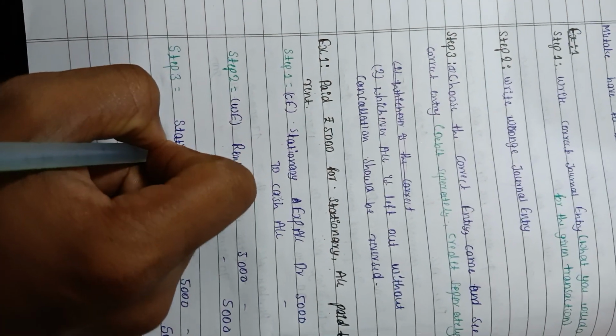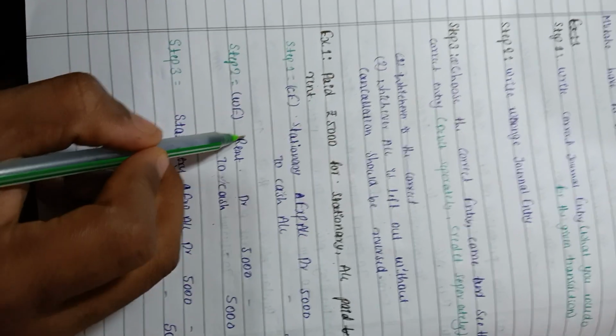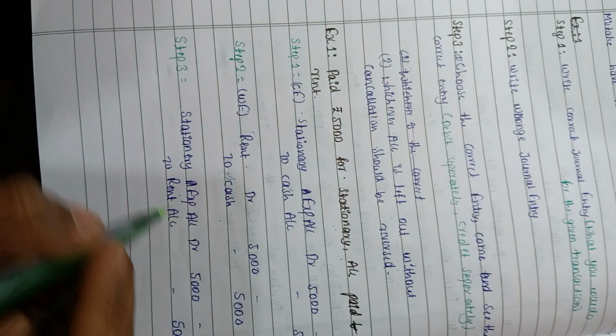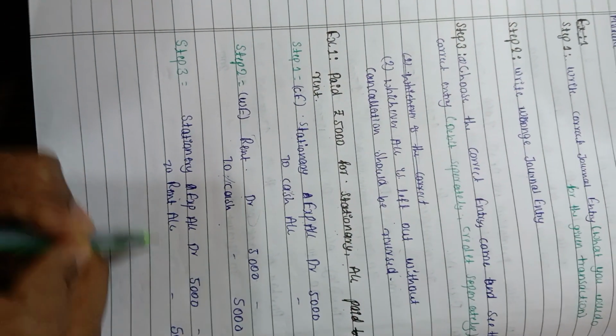Next, whichever account is left out without cancellation, here rent account not cancelled, we have to reverse it. The third step is rent account to stationery account: debit stationery account, credit rent account.